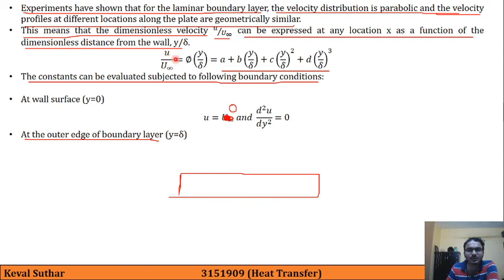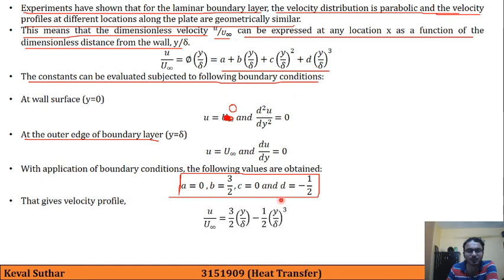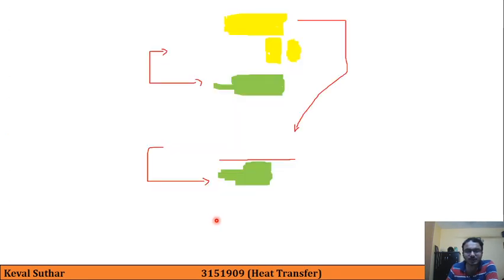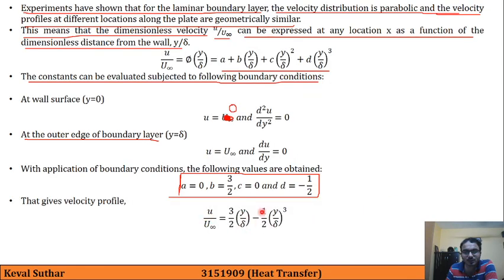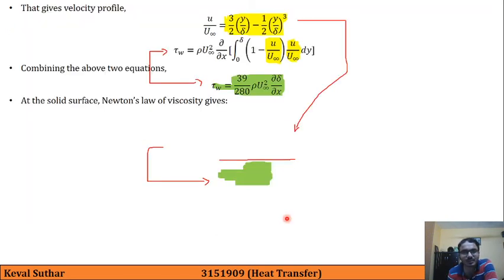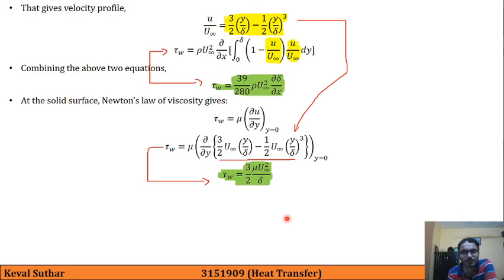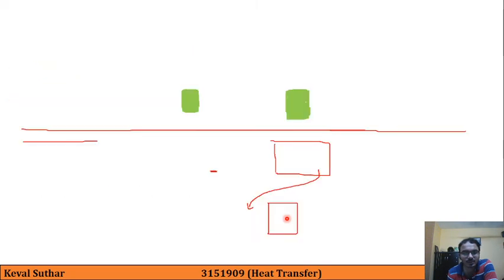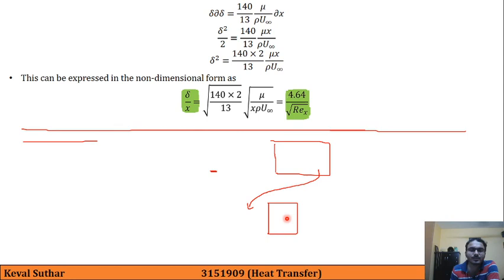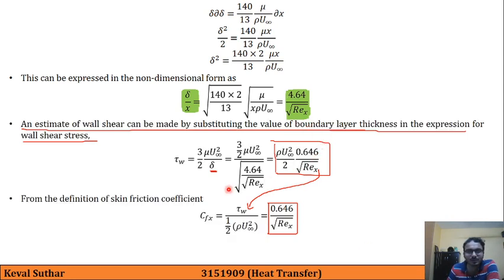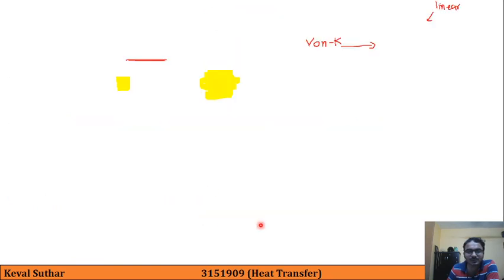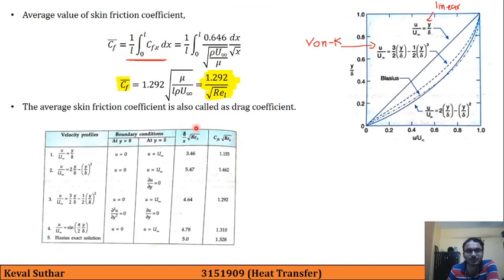Then we used this relation of u upon u infinity as a function of y upon delta. We obtained the values of A, B, C, D, and this was the final velocity profile that we obtained over here, and these are the values of tau w, that is the wall shear stress, and we obtained the value of delta upon x, that is given by 4.64 divided by square root of Rex. We obtained the value of CFX, that is skin friction coefficient, as well as its average value.